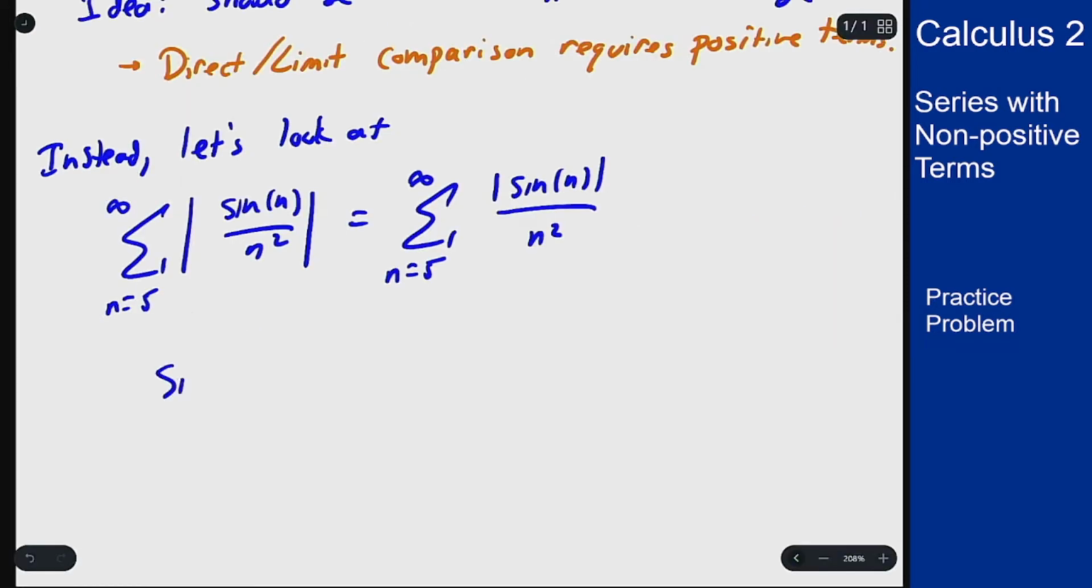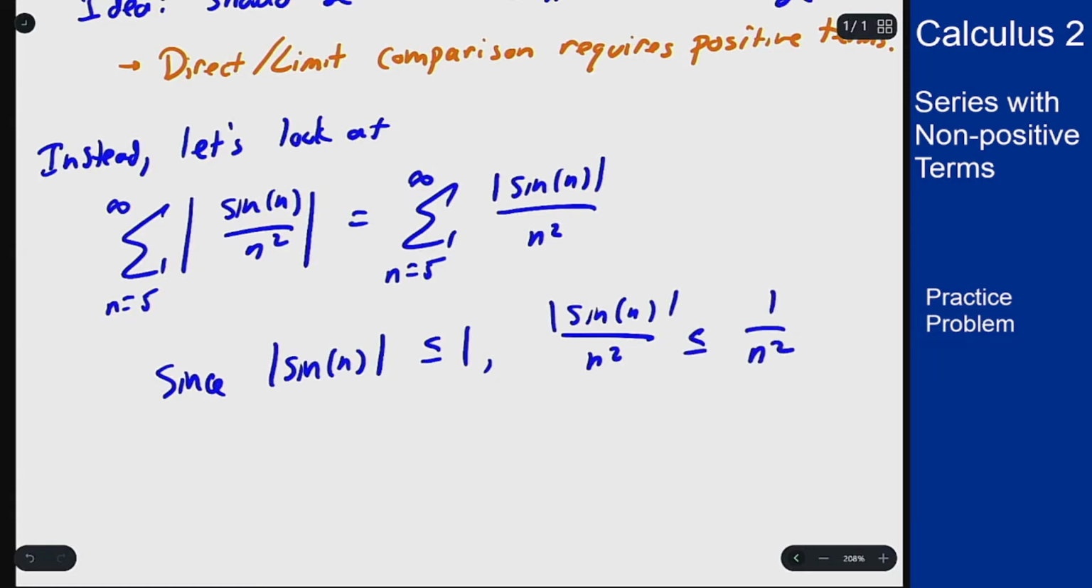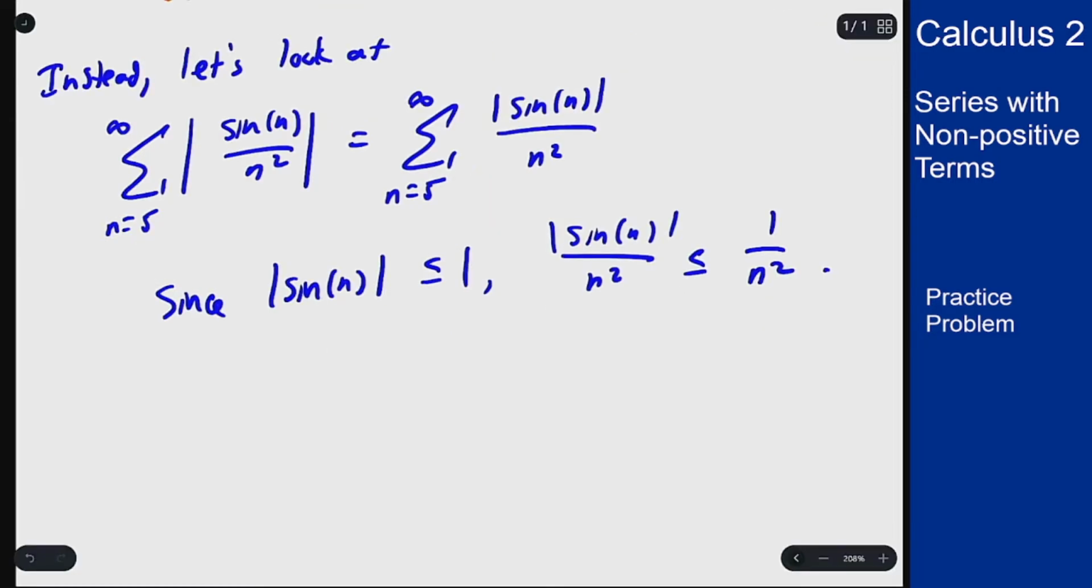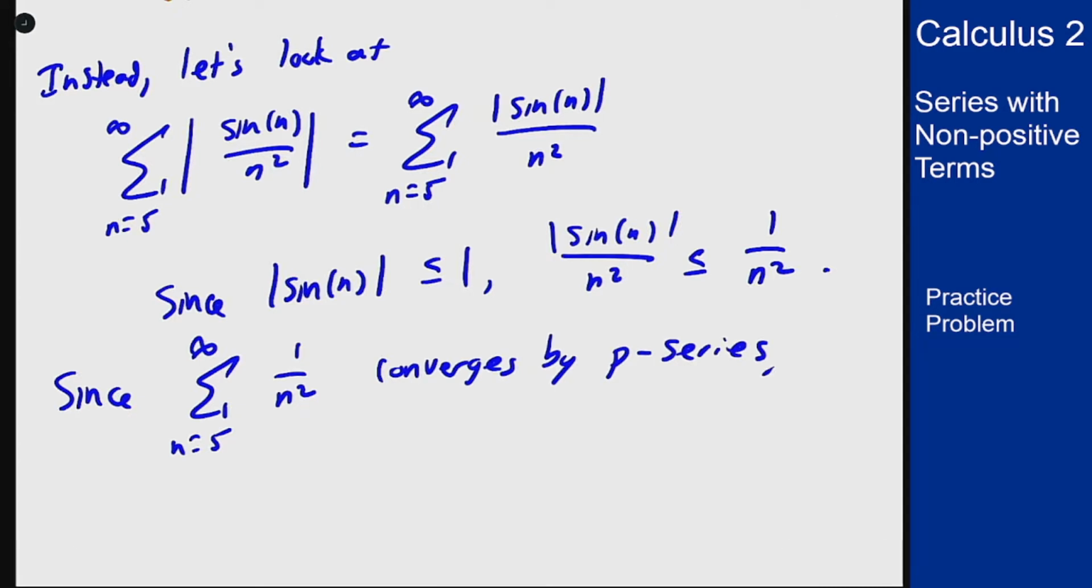Since the absolute value of sine of n is always less than or equal to 1, because sine is between minus 1 and 1, we know that the absolute value of sine of n over n squared is less than or equal to 1 over n squared, and that series converges. So since the sum of 1 over n squared from n equals 5 to infinity converges by the p-series test, the direct comparison test, since these terms are positive, tells us that this absolute value series converges.